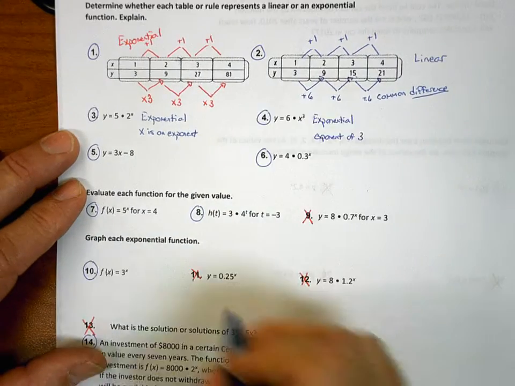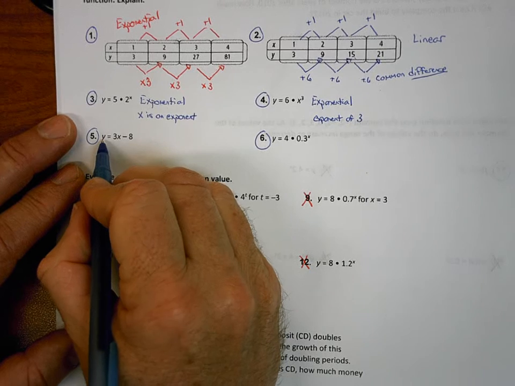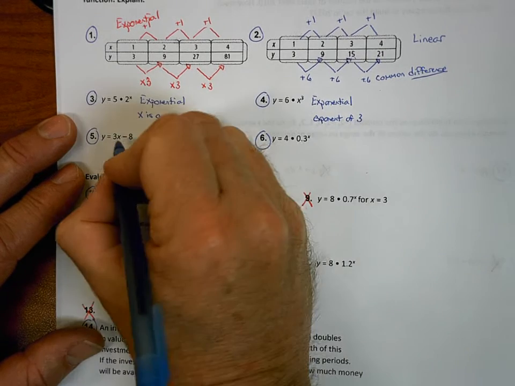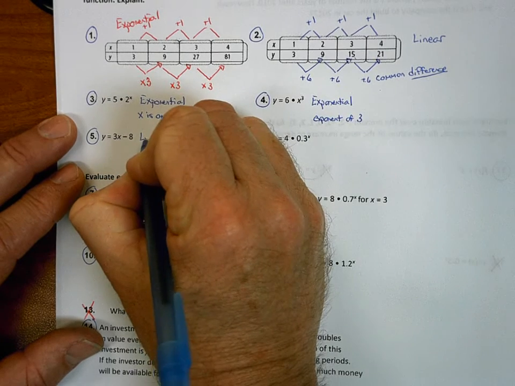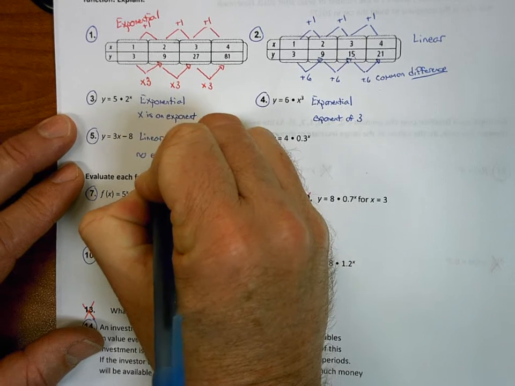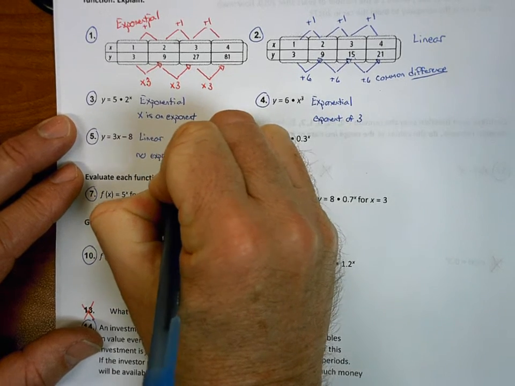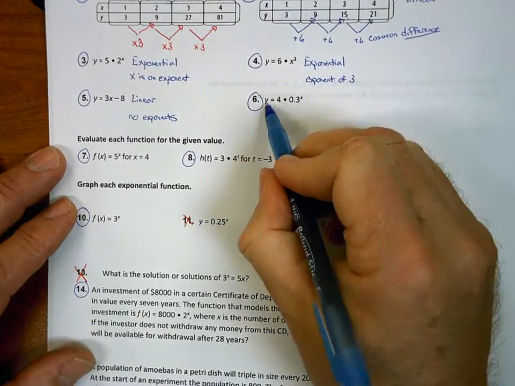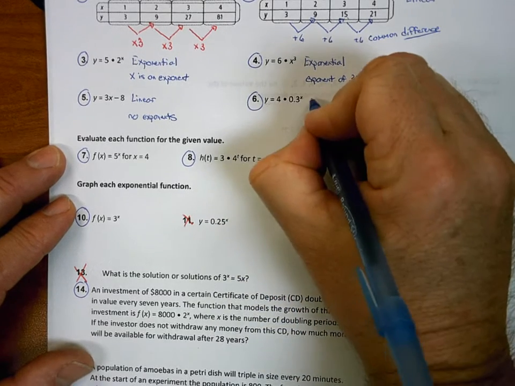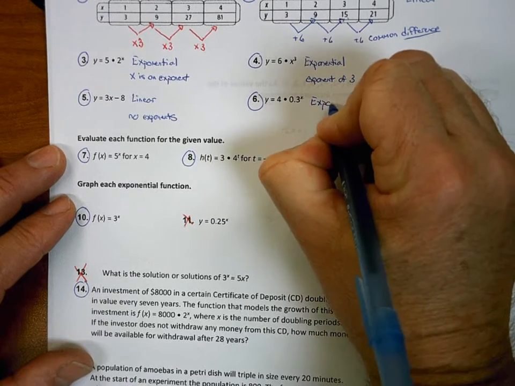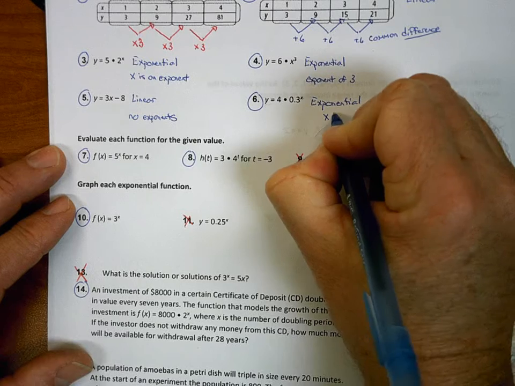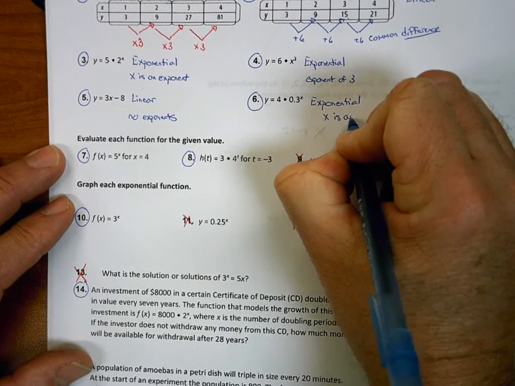In number 5, you see the rule is y equals 3 times x minus 8, or 3x minus 8. There are no exponents at all, so this would be linear. No exponents, that's how we know that the function in this case is linear. Number 6, you see in the function right here we have an exponent. Even though it's an exponent of x, anytime you have an exponent, it makes the function exponential. The reason is x is an exponent.